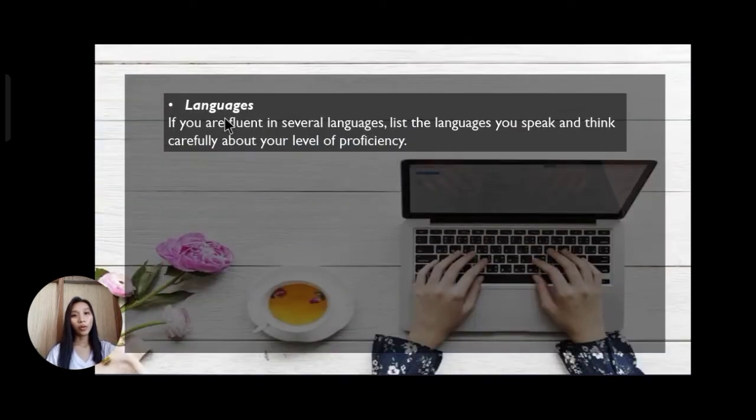Next is languages. If you are fluent in several languages, list the languages you speak and think carefully about your level of proficiency. Now, why is it important that we must think carefully about our level of proficiency in a specific language? Because when you are being interviewed, you may be asked to demonstrate the languages you speak, and if you overrate yourself, then it can cause conflict to your job application.